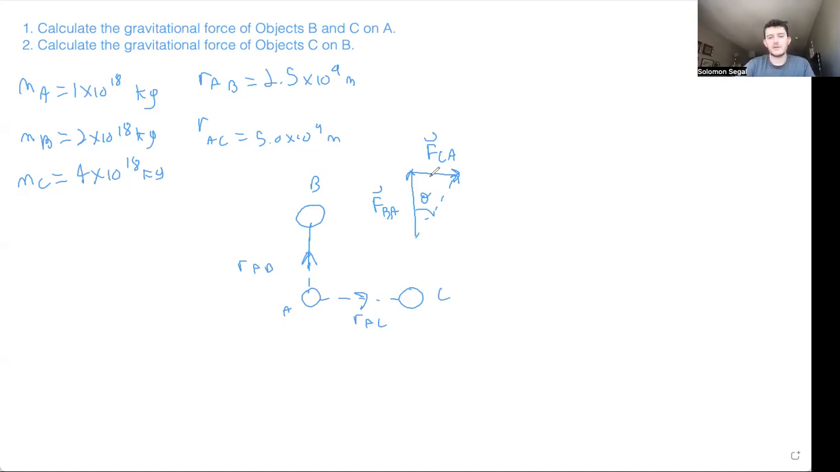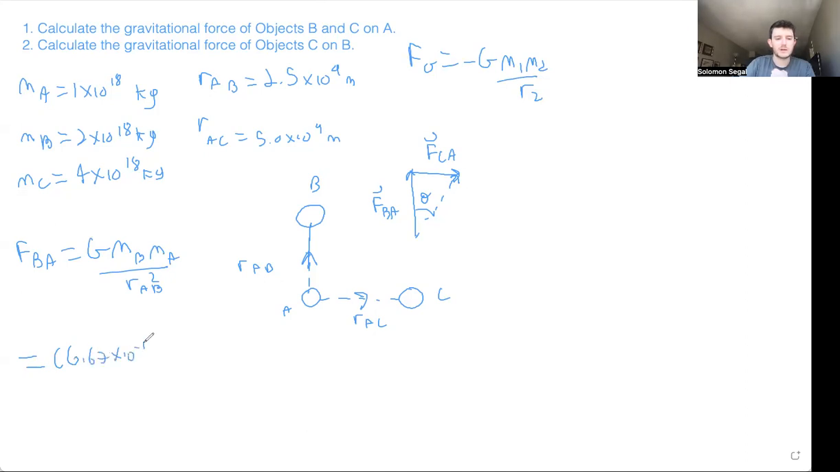So we have to basically solve these. So we want to solve F B on A first. Well, we know generally that FG is equal to negative. Well, we don't really need to care about the sign because we're going to be taking into account which way it's going. So F of B on A is just the gravitational constant, M B, M A over R AB squared. And plug all of this in.